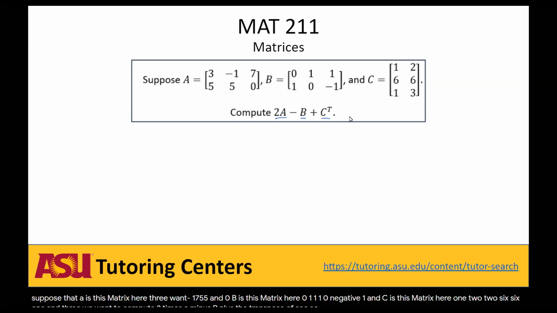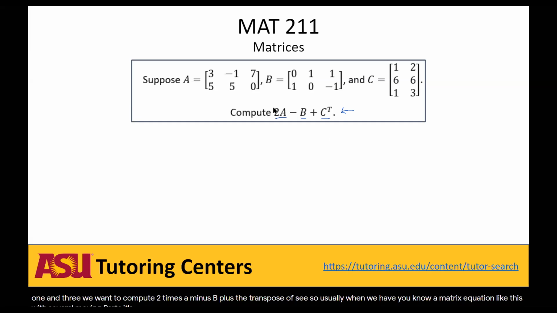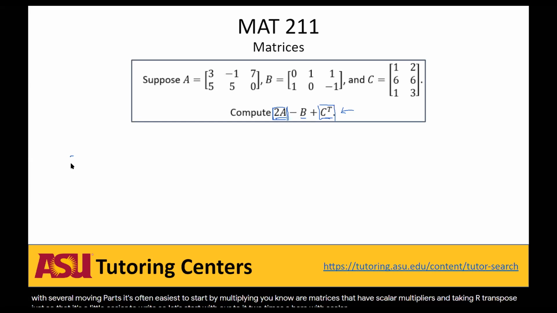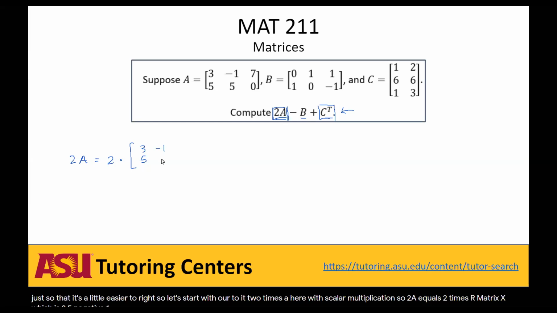Usually when we have a matrix equation like this with several moving parts, it's often easiest to start by multiplying our matrices that have scalar multipliers and taking our transpose, just so that it's a little easier to write. So let's start with our 2 times A here. With scalar multiplication, 2A equals 2 times our matrix, which is 3, 5, negative 1, 5, 7, and 0.